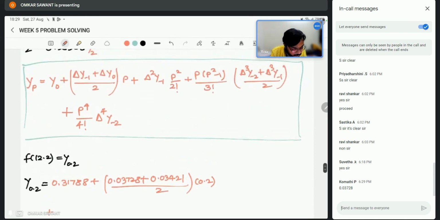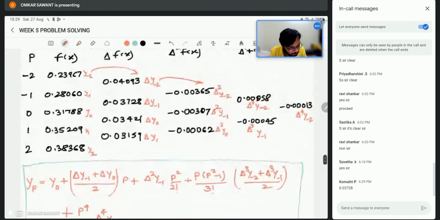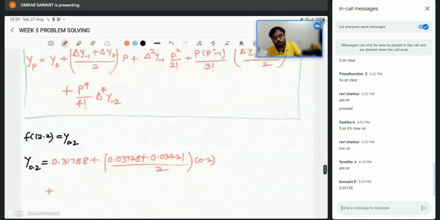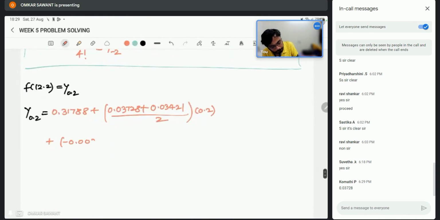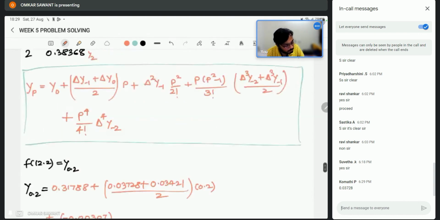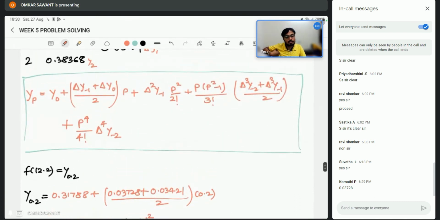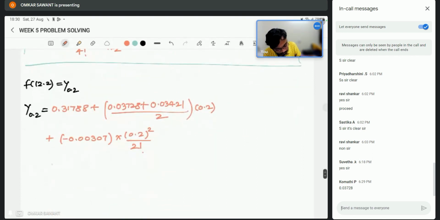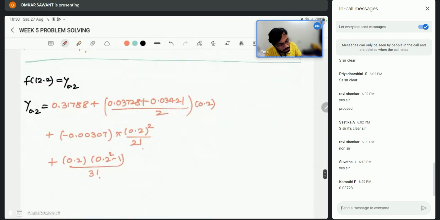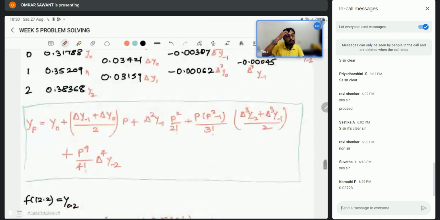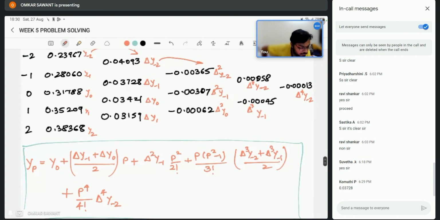Next, the third term: del square y minus 1, minus 0.00307, into p square by 2 factorial, correct? Are you getting these things? Fourth term: p square minus 1 by 3 factorial, with p as 0.2. Del cube y minus 2 and del cube y minus 1, what are these terms?